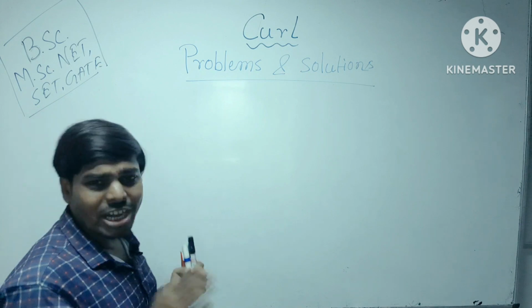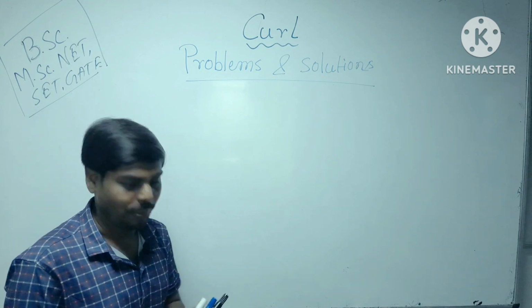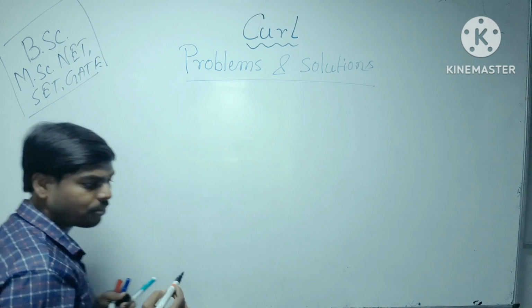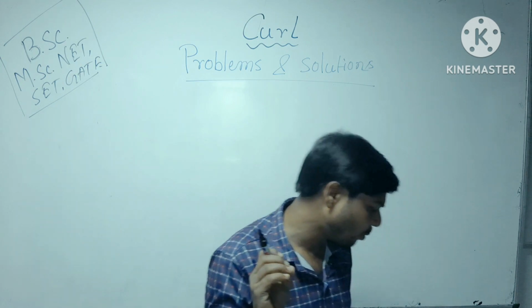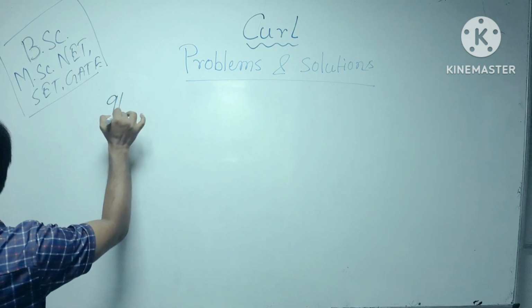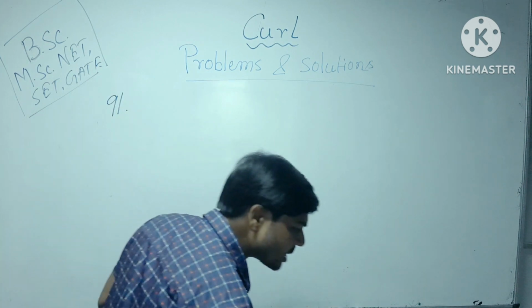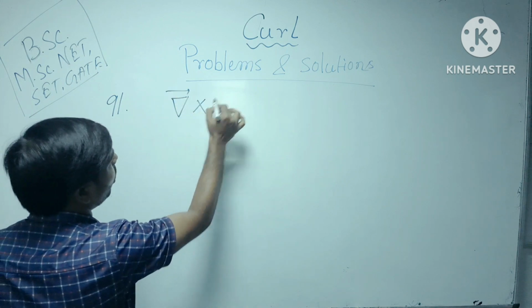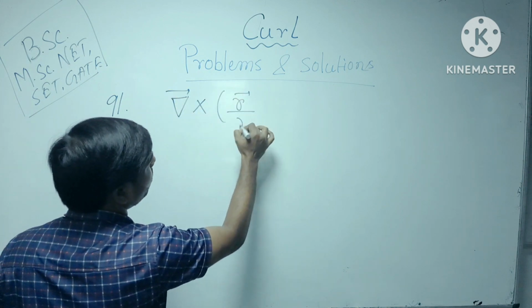So let's start with the first problem. It is also taken from the Spiegel book. Problem number 91 in the Spiegel book you will find there. It is asked to evaluate or find the curl of r vector by r square.